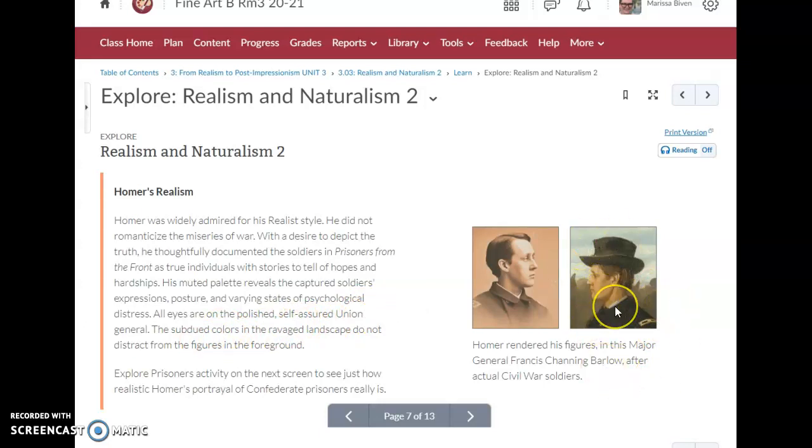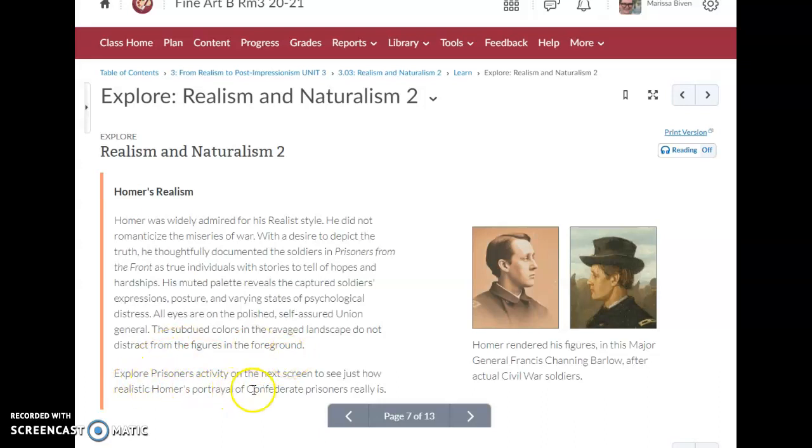All eyes are on the polished, self-assured Union general, meaning the focal point of the painting is the Union general who's accepting the prisoners of war. The subdued colors in the ravaged landscape do not distract from the figures in the foreground. So the subdued colors, again, it's those muddy, earthy colors in the ravaged landscape being ravaged by war, so it's been hit with cannons and run over by people and horses. But it does not distract from the figures in the foreground, meaning the people in the painting.